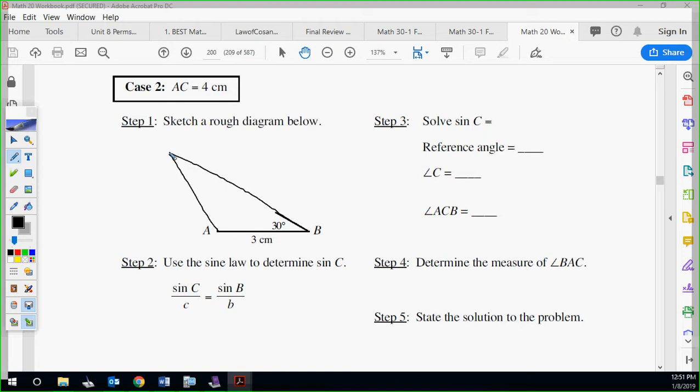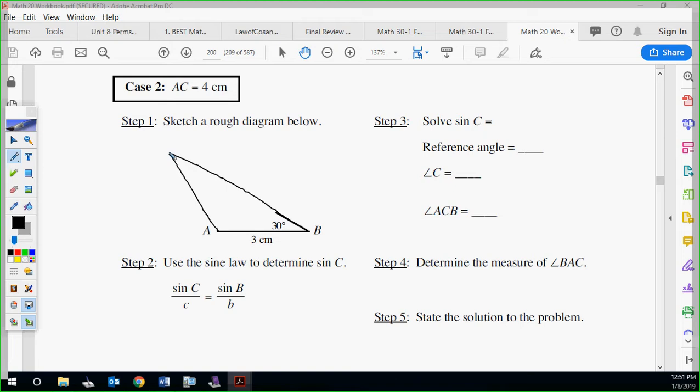So what you're looking for is when you have the side-angle-side, if the side away from the angle is bigger than what you have, then you're just going to have one solution. If the side away from the angle is smaller than what you have, you're going to have maybe 2 options. Okay, that's what you're looking for. That's the big key today, okay? So let's go ahead and finish this one up.